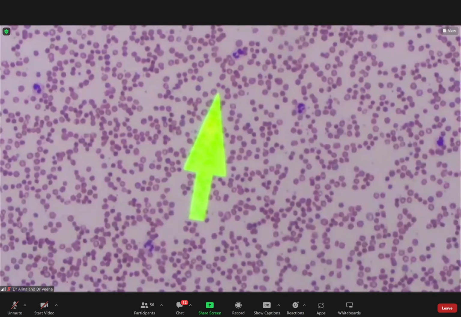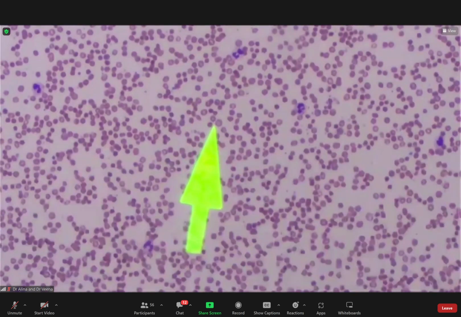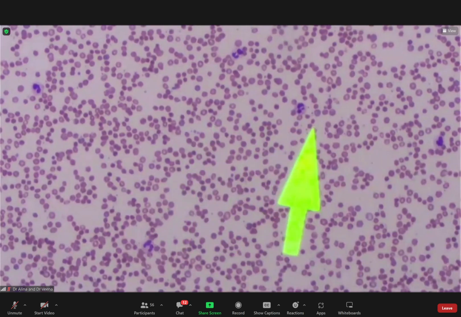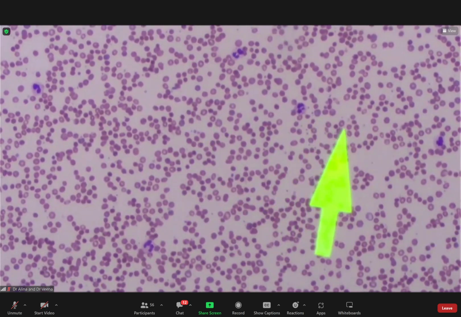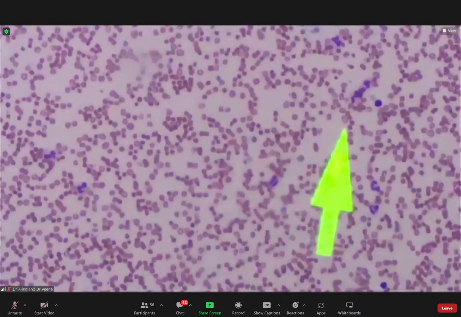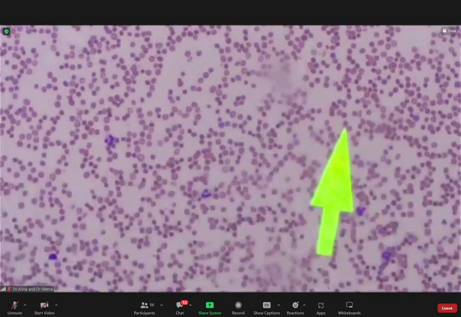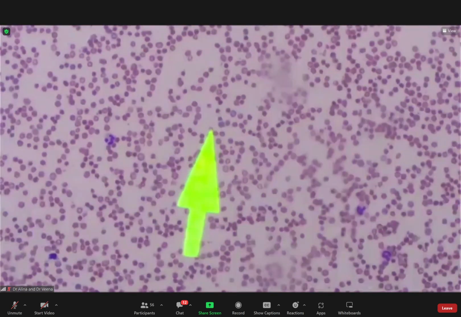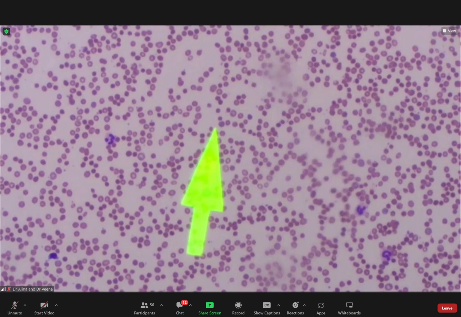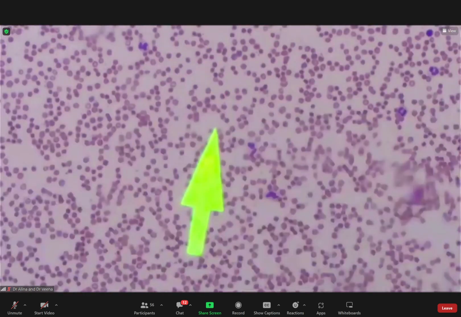Yeah, that okay, it's slightly more purplish, which is a sign of acute blood loss or hemolysis. Okay, then your polychromasia, polychromatic cells.